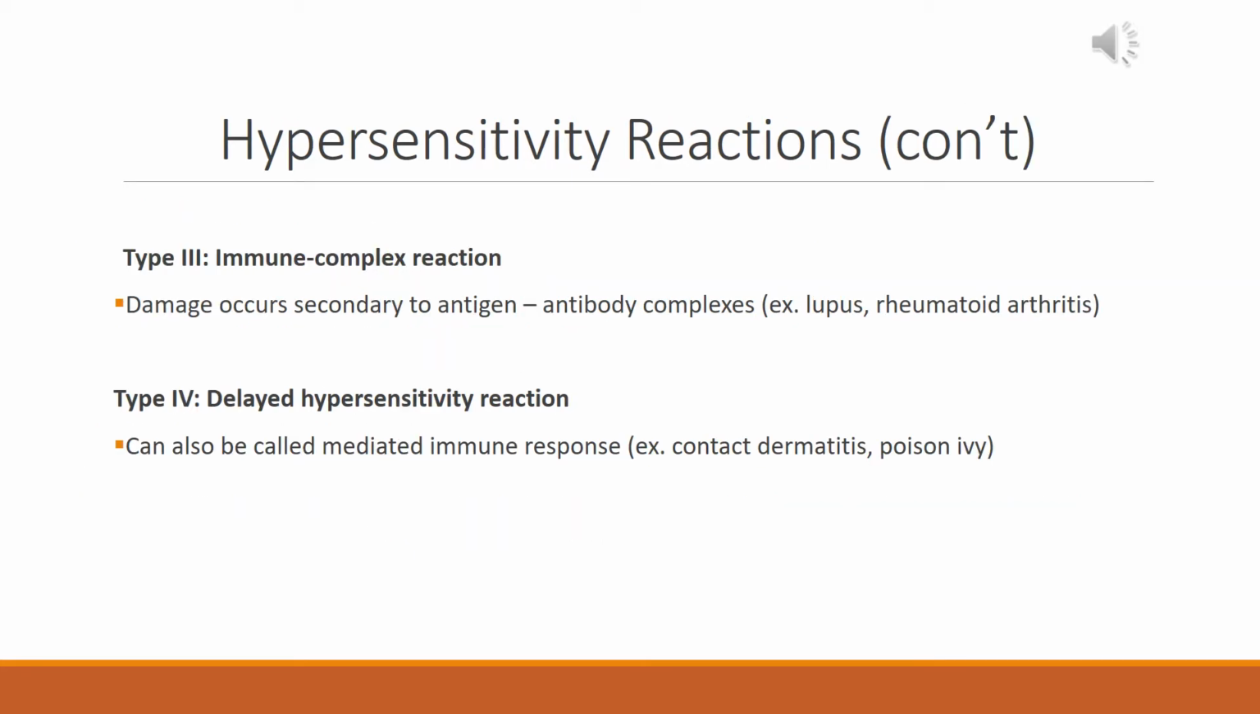Type 3 hypersensitivity reactions are immune complex reactions. Damage occurs secondary to antigen-antibody complexes. This one I always think of lupus and rheumatoid arthritis. And then type 4 hypersensitivity is the delayed hypersensitivity reaction. It's also called the cell-mediated immune response. Examples are contact dermatitis, poison ivy, and another one is when we get our TB shots. That's a delayed hypersensitivity reaction if you end up positive.